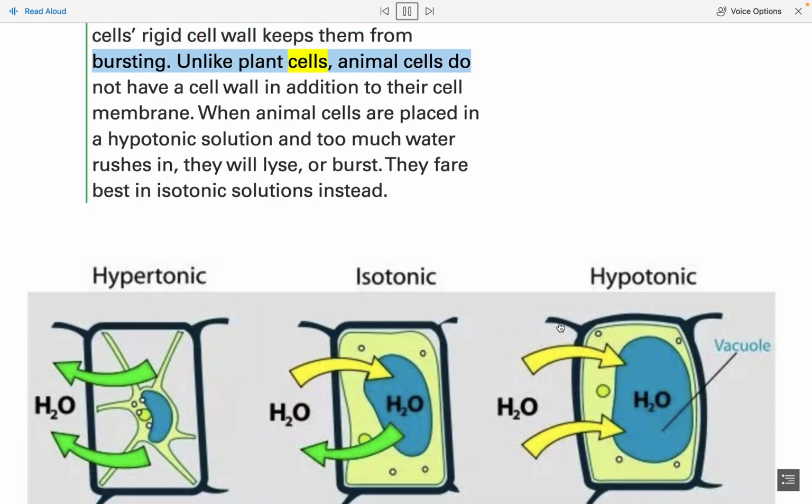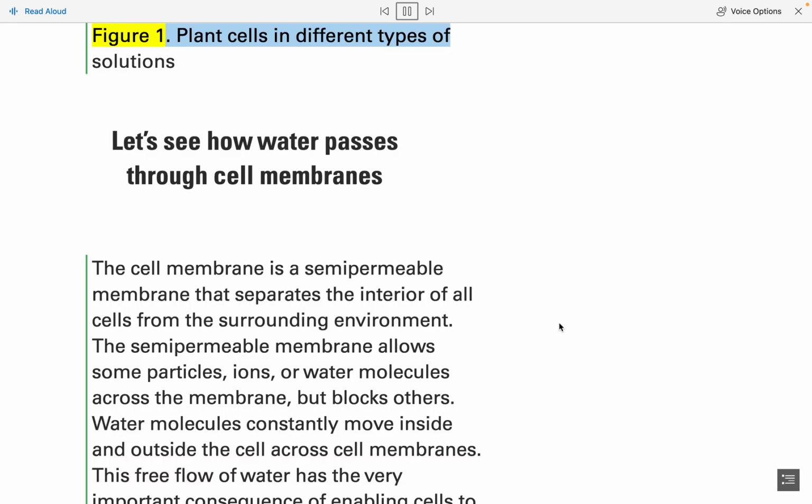Unlike plant cells, animal cells do not have a cell wall in addition to their cell membrane. When animal cells are placed in a hypotonic solution and too much water rushes in, they will lyse or burst. They fare best in isotonic solutions instead. Figure 1. Plant cells in different types of solutions.